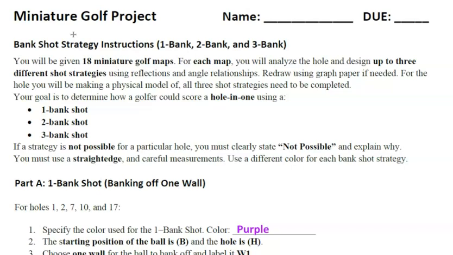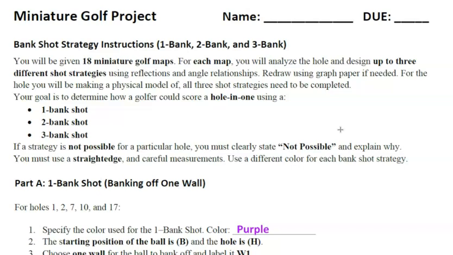relationships. Redraw using graph paper if needed. For the hole you'll be making a physical model of, all 3 shot strategies need to be completed. Your goal is to determine how a golfer could score a hole-in-one using a 1 bank shot, 2 bank shot, or 3 bank shots. If a strategy is not possible for a particular hole, you must clearly state "not possible" and explain why.